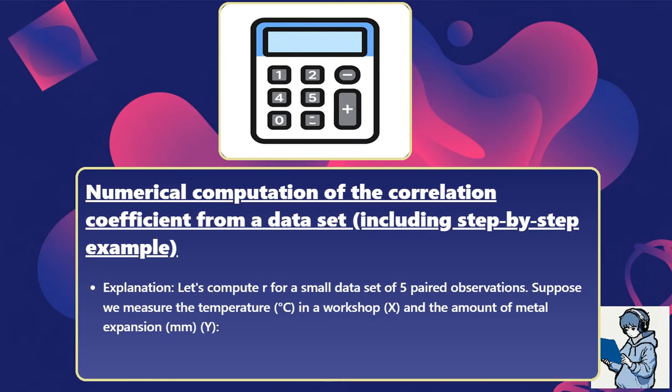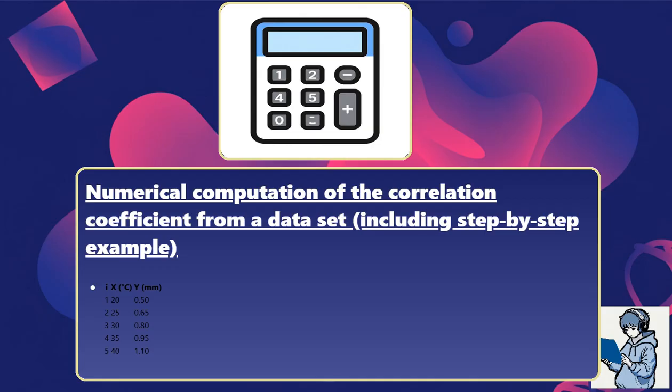Explanation: let us compute R for a small data set of 5 paired observations. Suppose we measure the temperature in degrees Celsius in a workshop, X, and the amount of metal expansion in millimeters, Y. i1: x 20, y 0.5. i2: x 25, y 0.65. i3: x 30, y 0.8. i4: x 35, y 0.95. i5: x 40, y 1.10.